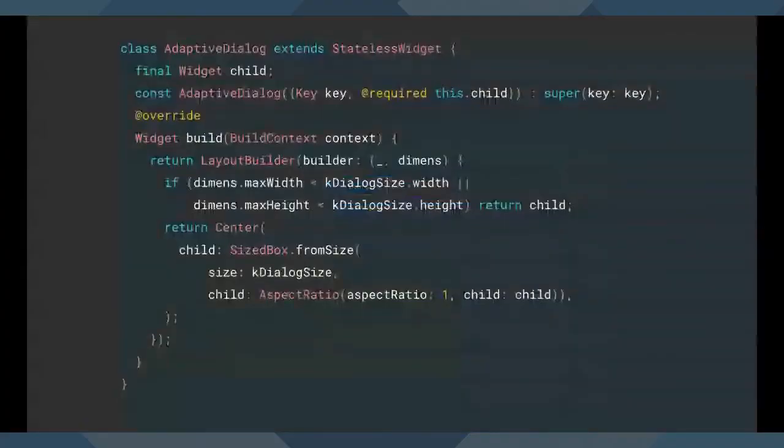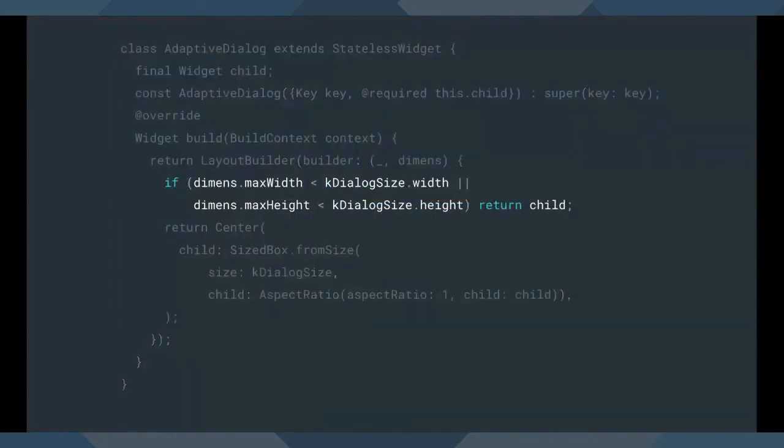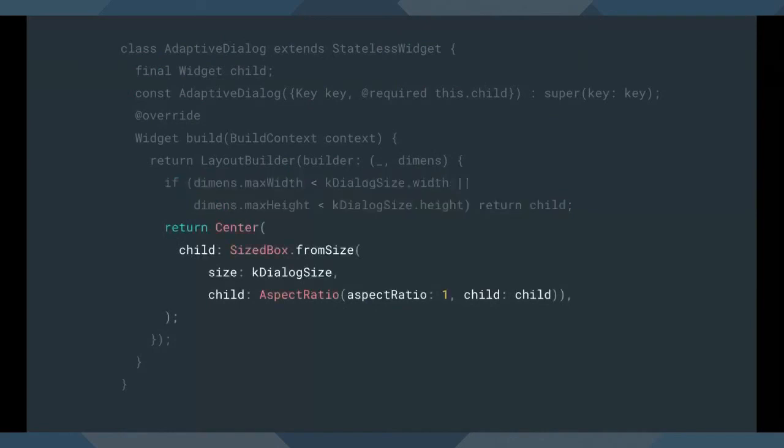So the adaptive dialog under the hood is actually pretty simple. What we do is we just check to see if either side is less than our breakpoint, we want to return the child. Otherwise, we want to center that with the dialog size that we have predefined with an aspect ratio widget, and then the child, which will then shrink it down to where we need it. So this is really powerful. It allows us to have just a simple dialog. We just pass a child in, and we can make anything responsive like this.